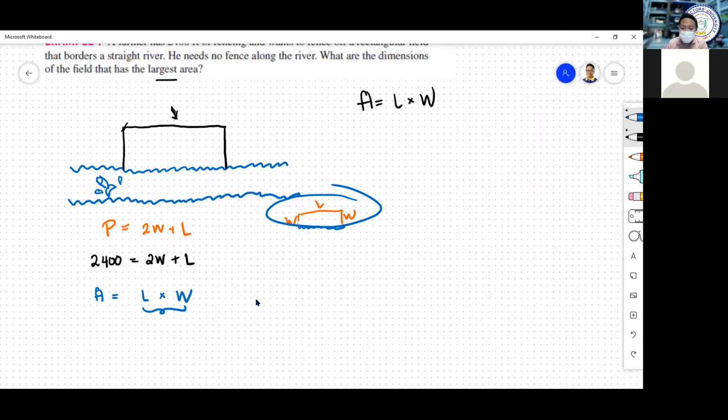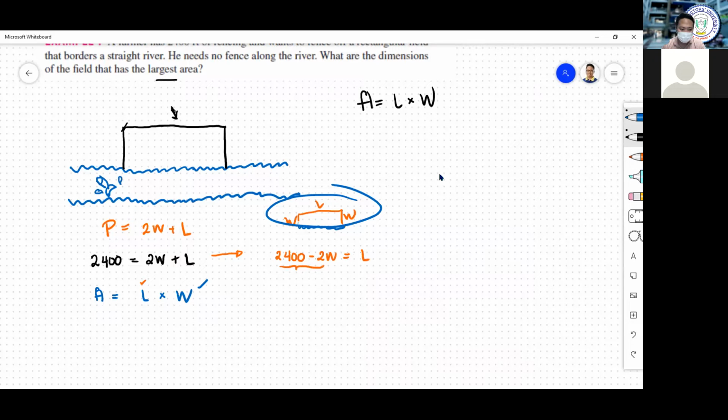Okay. Now, we want to keep W, so this is okay already. I'm going to check that. What we only need to manipulate, guys, is the length. Where do we find the expression for the length? That's going to be coming from here. We can transfer 2W to the left side of the equation, changing its sign to its negative form. So that would become 2,400 minus 2W equals L. With that being said, we can substitute this expression for the L on the area side.